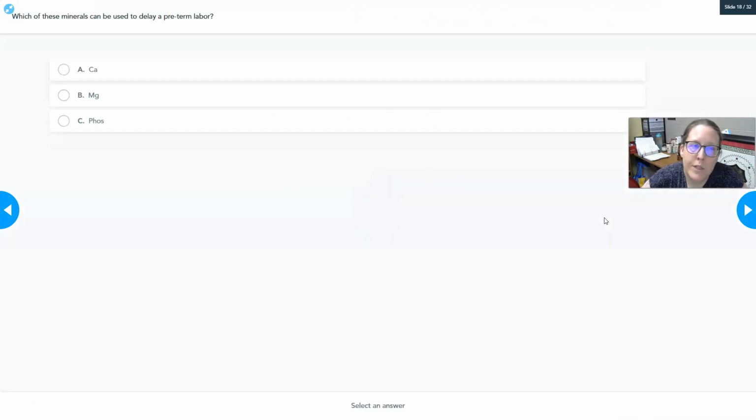Right. Which of these minerals can be used to delay preterm labor? This is an interesting one. I'm going to give you the answer because I haven't mentioned it: magnesium. This is the only reason you would see an elevated magnesium on a patient. One clue is those patients come from the labor and delivery floor, and two, they usually are having some kind of preterm labor that needs to be stopped.